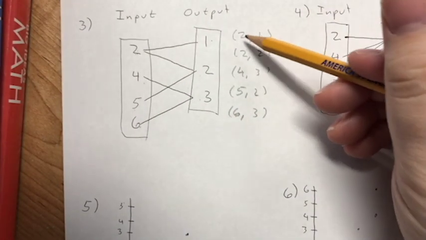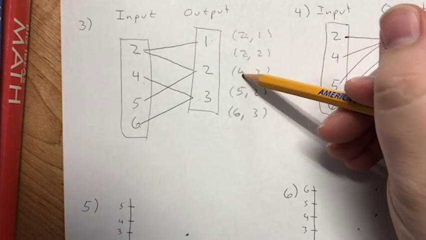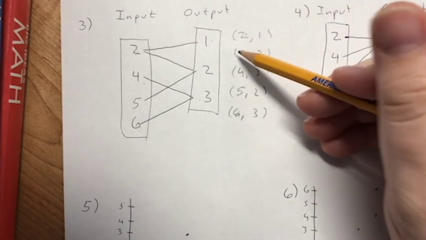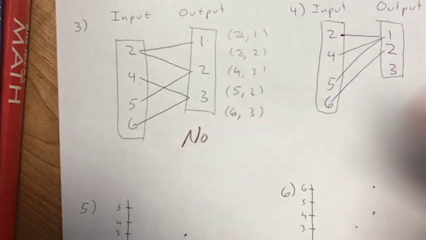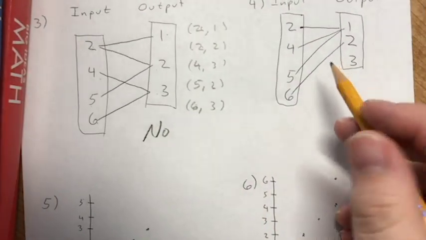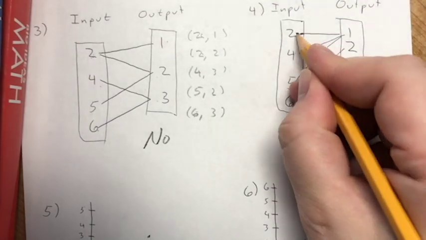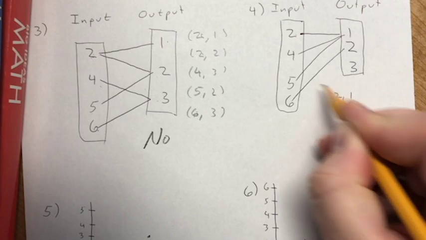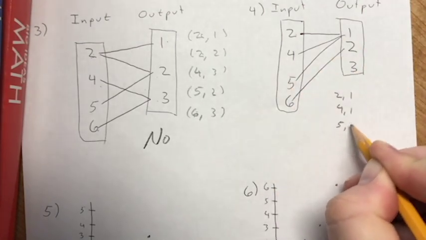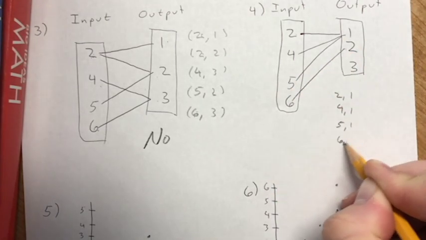Now let's look at our x values. 2, 2, 4, 5, and 6. Stop. Notice that these x values repeat. So the answer to this is no, it is not a function. Let's look at this one. Do the same thing. We have 2 and 1. We have 4 and 1, 5 and 1, and 6 and 2.